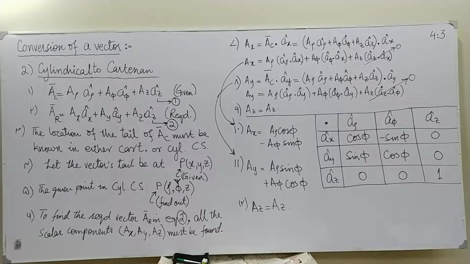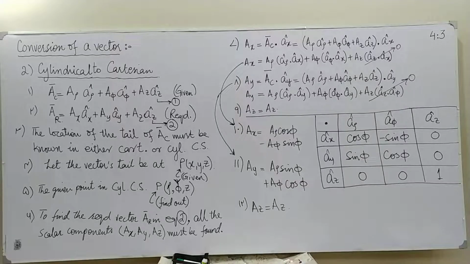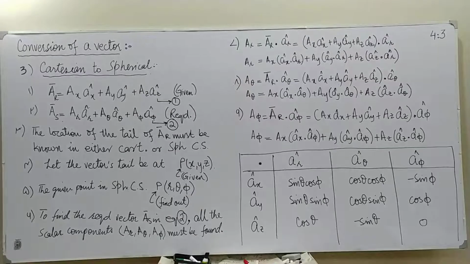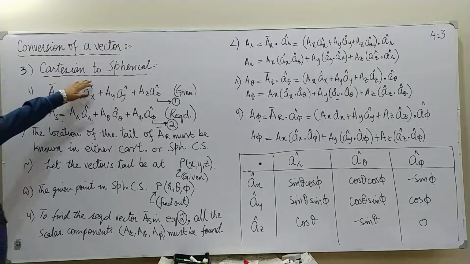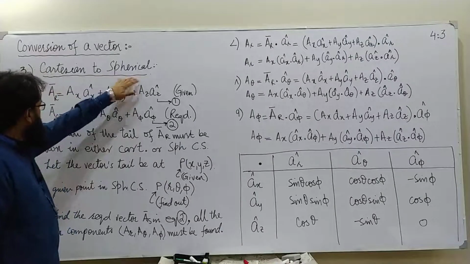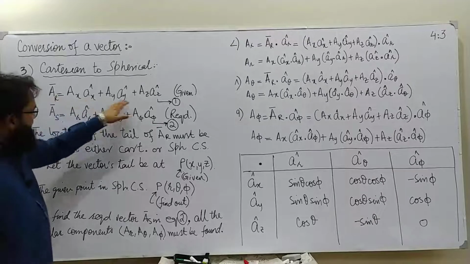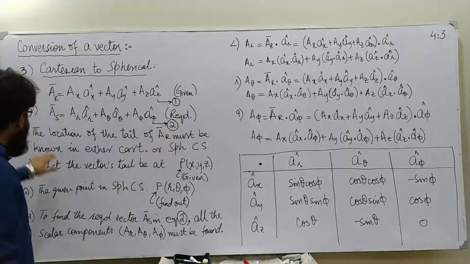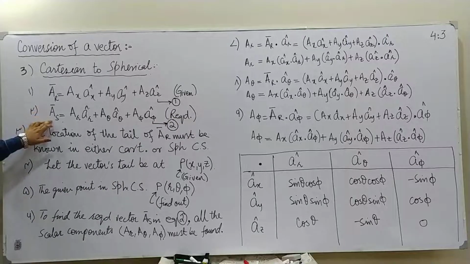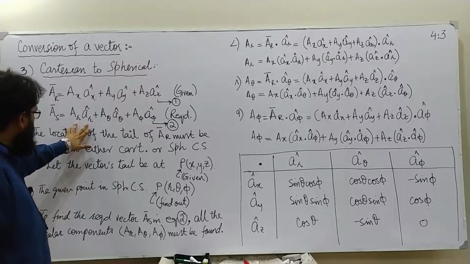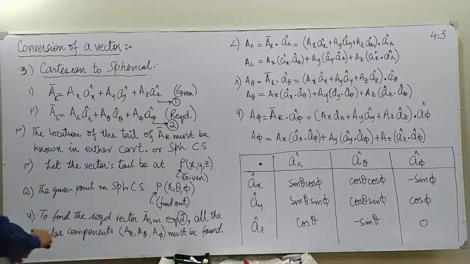Next we'll see the conversion of a vector which is given in the Cartesian coordinate system, and how to convert it into its equivalent in the spherical coordinate system. So this is the third case, in which a vector is given in Cartesian coordinates and we have to find its equivalent in the spherical coordinate system. This is the given vector, which we represent as equation number 1, and the one which is required should be in the spherical coordinate system with the components ar, a theta and a phi. We represent that as equation number 2.